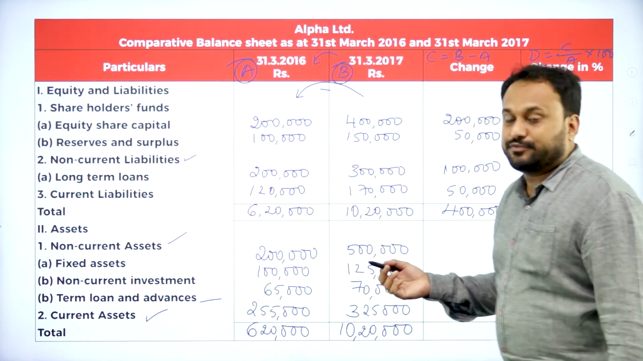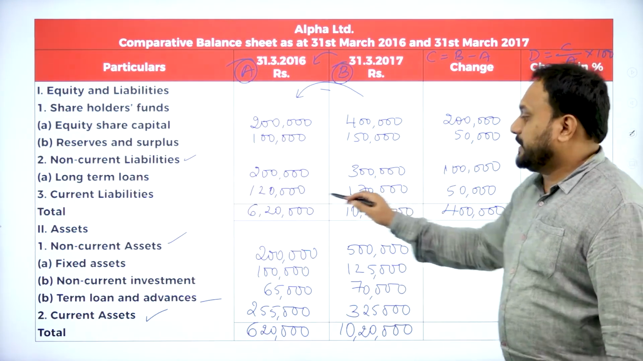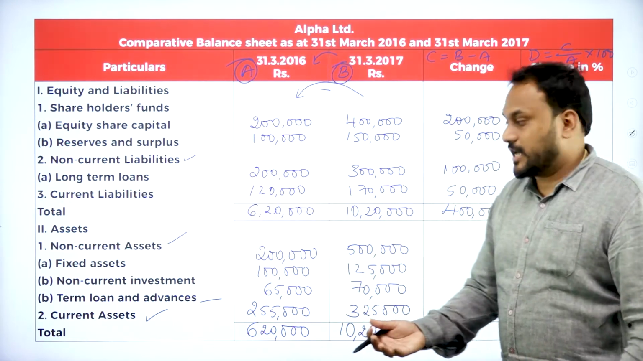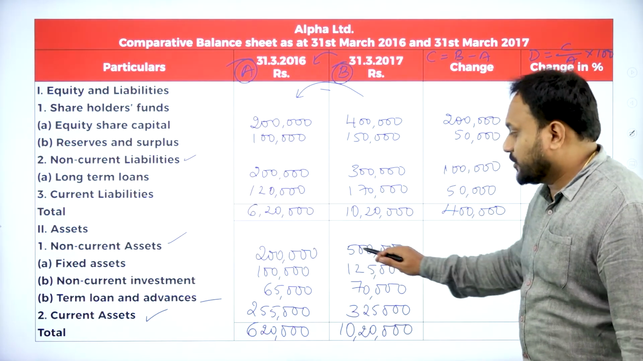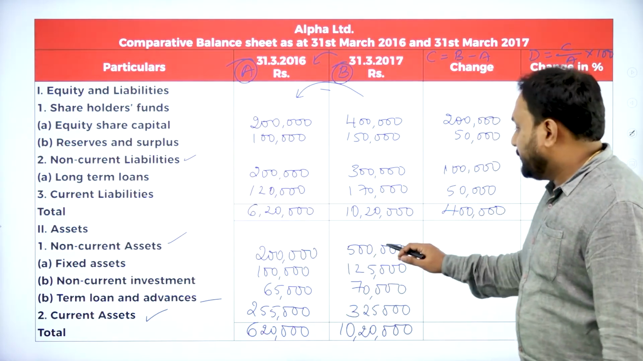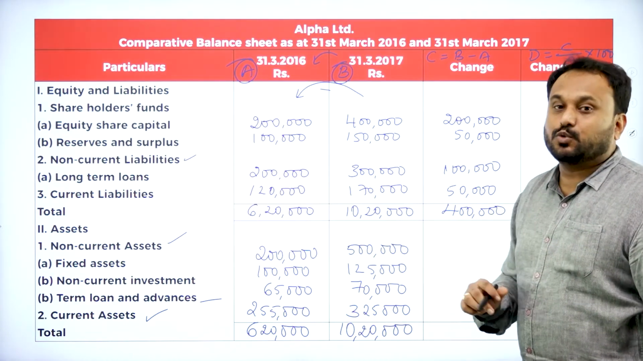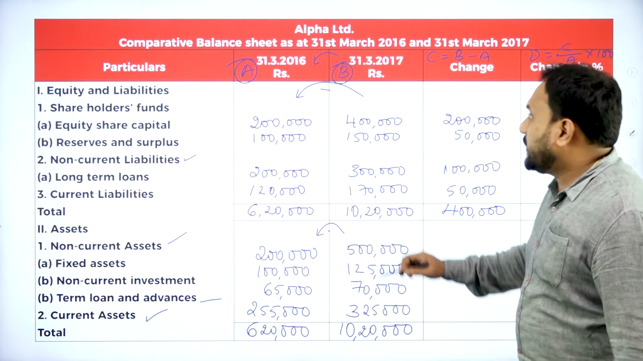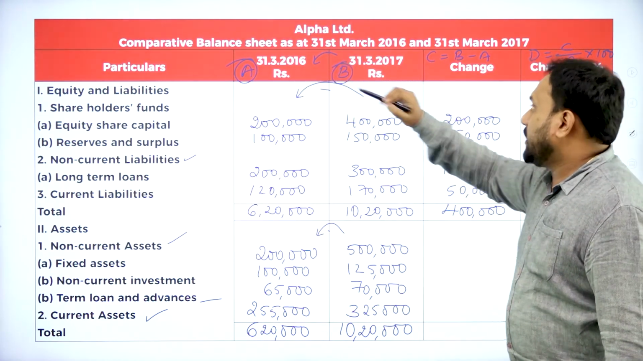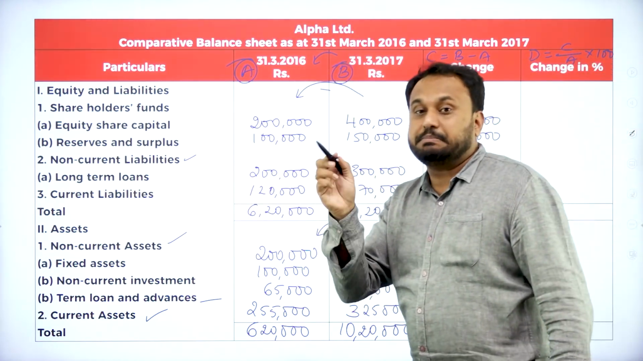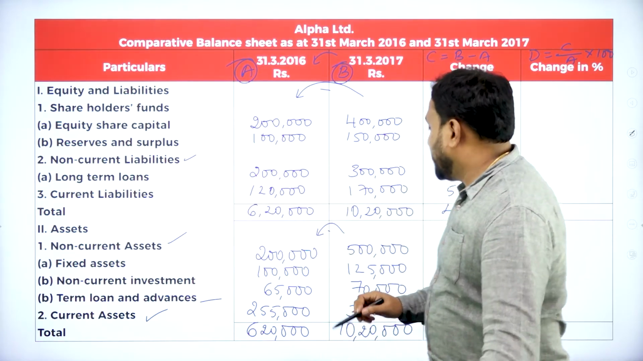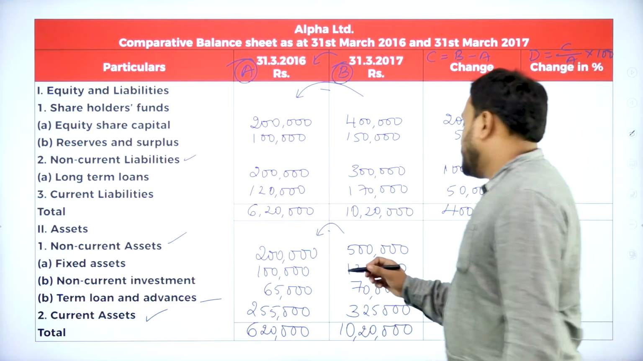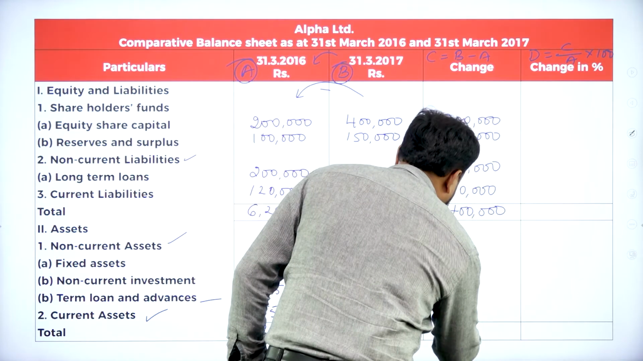Now how to go with this 4 lakh in this sense? 10 lakh 20 minus 6 lakh 20 is how much? 4 lakh. Done. Now same way here also you are supposed to go with 5 lakh minus 2 lakh. Again from here to here, what you should do is subtract it, B minus A. It is never A minus B. When you go with it, 5 lakh minus 2 lakh is 3 lakh. We'll write here 3 lakh.